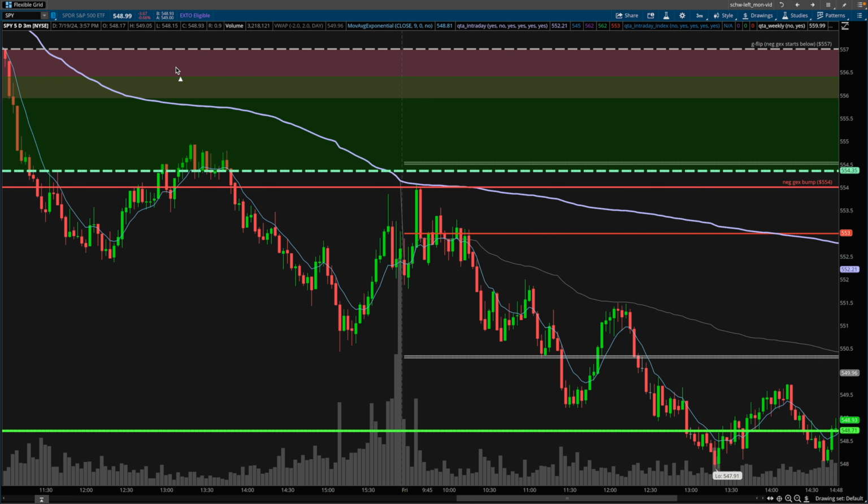So we have confluence, the 2-day anchored VWAP dropping, meeting this key gamma strike right as price pushes, it fails, and then it drops right back down. This is an opportunity for a scalp.